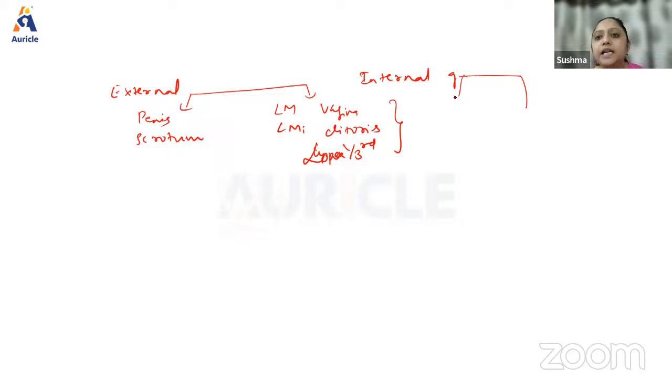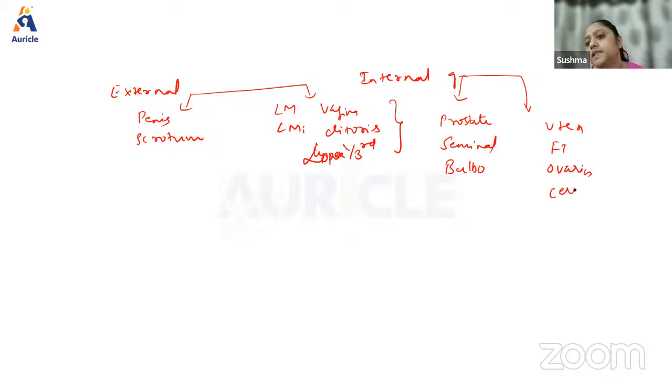The internal genitalia of male include the prostate, seminal vesicles, and bulbourethral glands. In female you have the uterus, fallopian tubes, ovaries, cervix, and the upper one third of the vagina. These are the internal genitalia of a female.